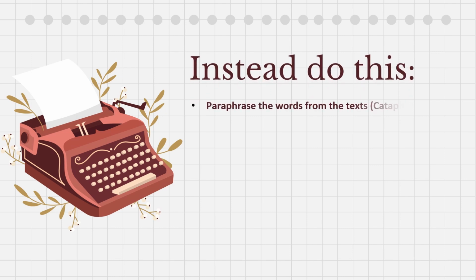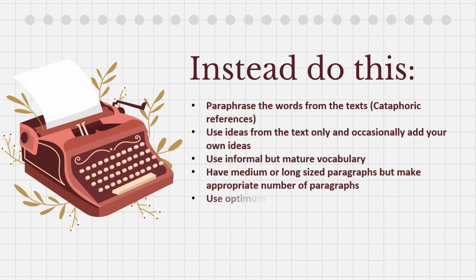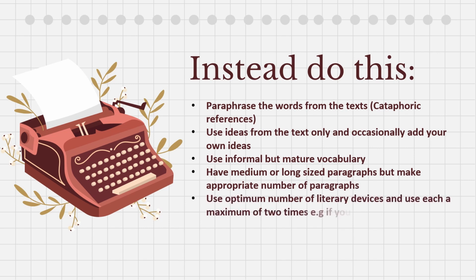Instead, you should do this. Paraphrase words from the text if you really need to copy. These are known as cataphoric references. Use ideas from the text only and occasionally add your own ideas. Try to stay away from it, but you may add them if it is necessary. Use informal but mature vocabulary and have medium or long size paragraphs, but you should use an appropriate number of paragraphs. Use an optimum number of literary devices and use each a maximum of 2 times. For example, if you use tautological terms, use them a maximum of 2 times but not more. Aim for at least 5 paragraphs for section B and use literary devices sparingly to avoid making your writing feel unnecessarily complicated.